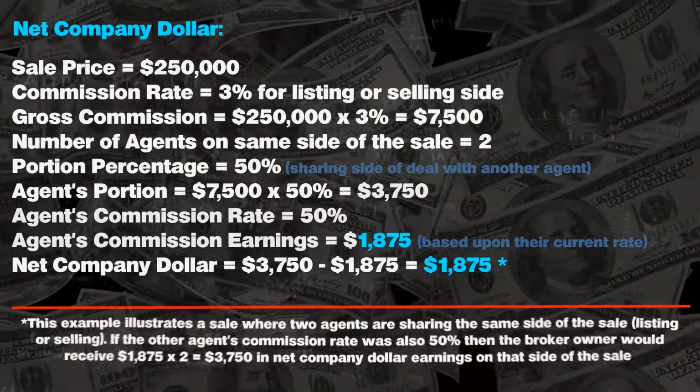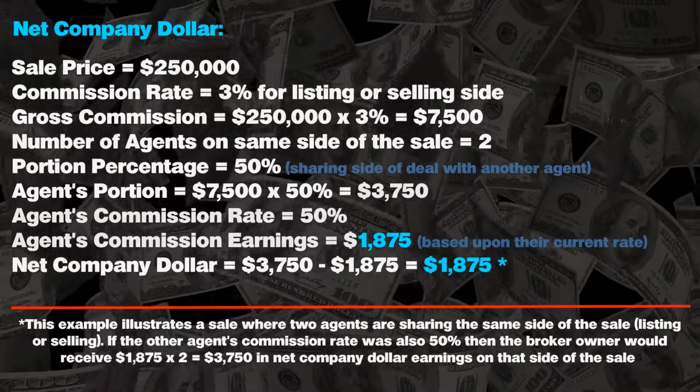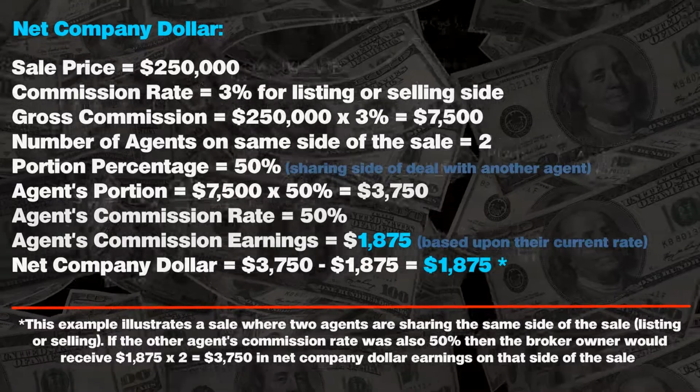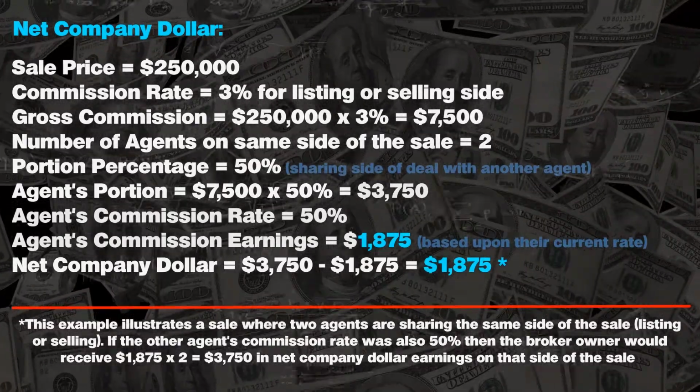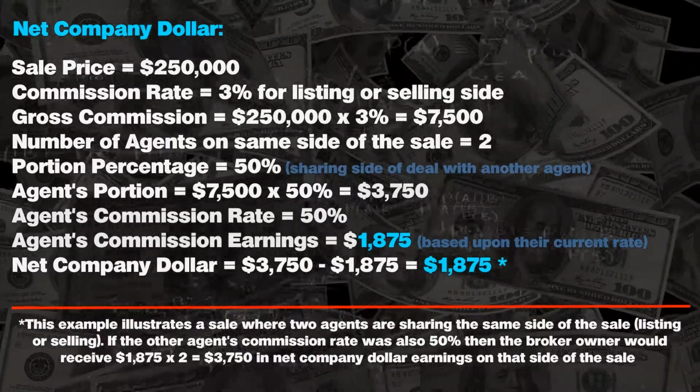This example illustrates a sale where two agents are sharing the same side of the sale, which can be listing or selling. If the other agent's commission rate was also at 50%, then the broker owner would receive $1,875 times 2, which is $3,750 in net company dollar earnings on that side of the sale.